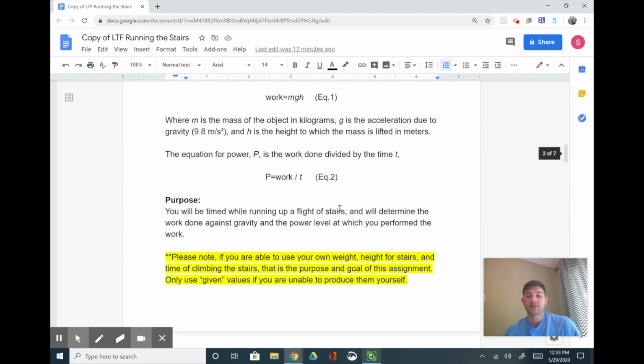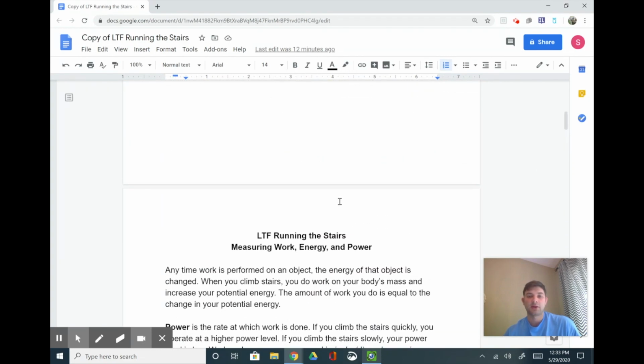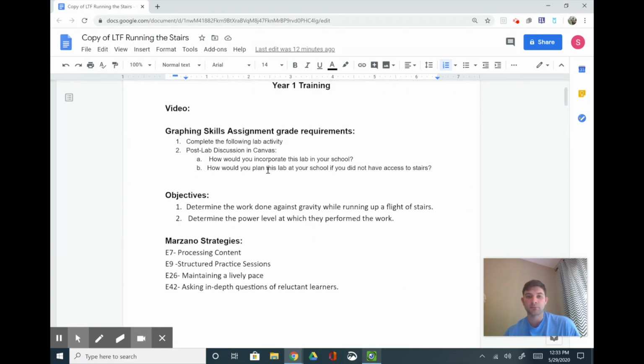And again, after this lab, go to the post-lab discussion. How would you do this lab in 2020, 21 year? And if you did not have access to stairs, how would you do it? Because I want some ideas, because there's a lot of teachers that don't have access to stairs and they have no idea how they would do it. And so it's nice to have someone that may have an idea how to do that.